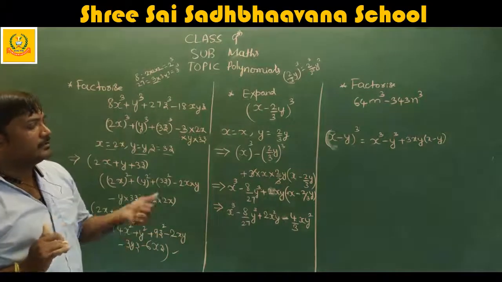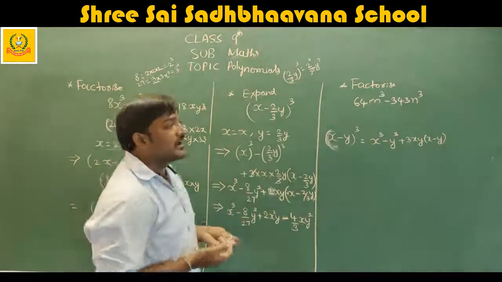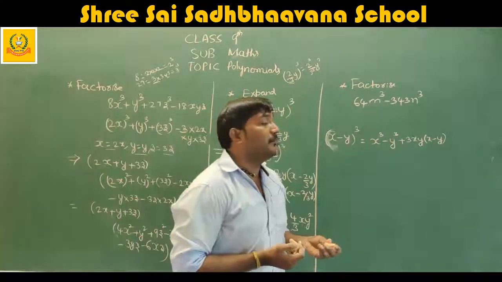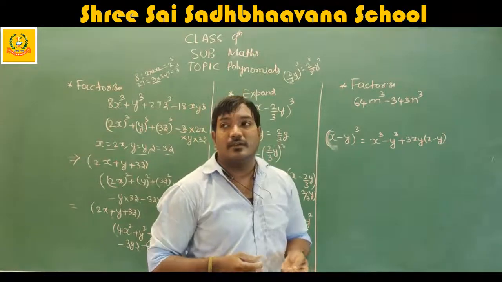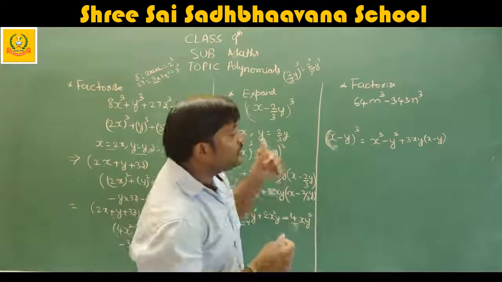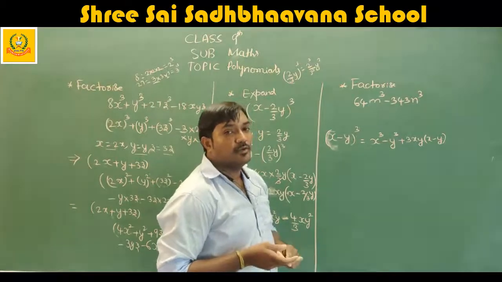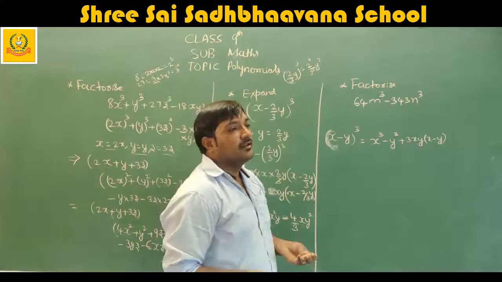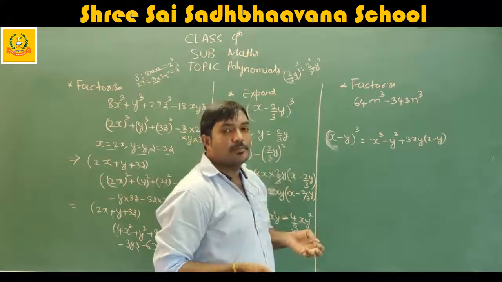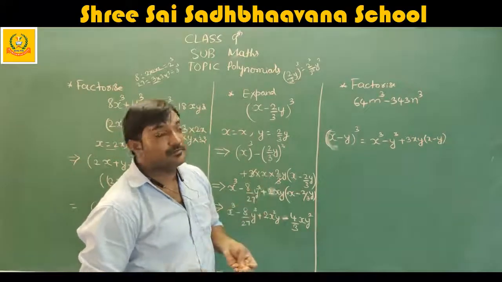Now, I hope you understood this sum. Now we are going to the next sum, which is: factorize 64m cube minus 343n cube. Now, how can we use this factorization here? This is not (x minus y) whole cube, this is not (x plus y) whole cube, and this is not like x cube plus y cube plus z cube minus 3xyz type. So how can you factorize that?